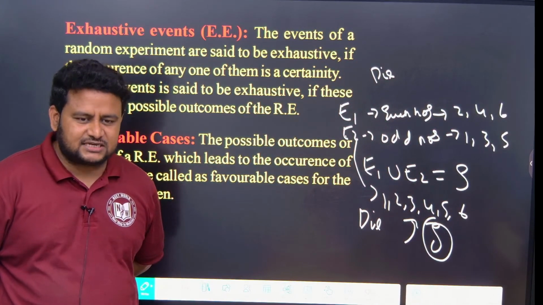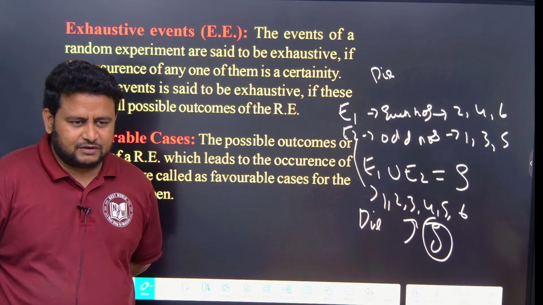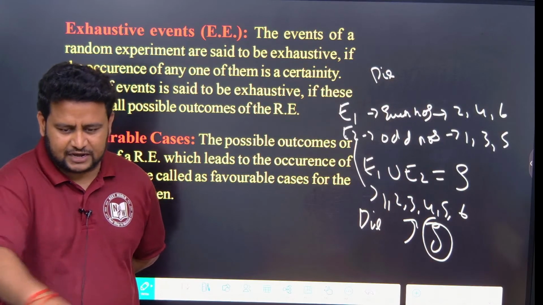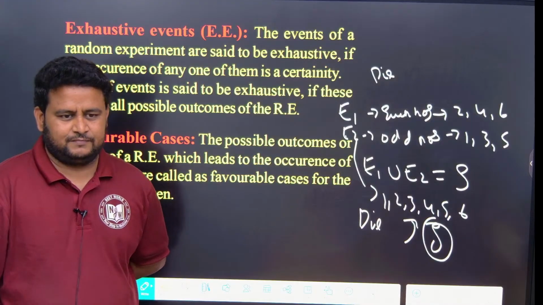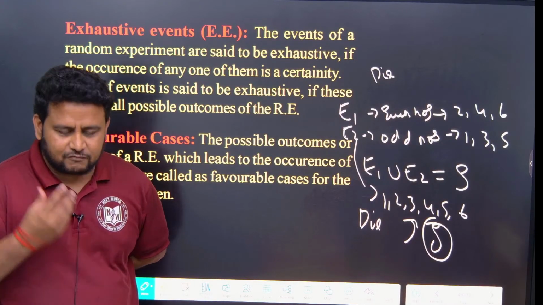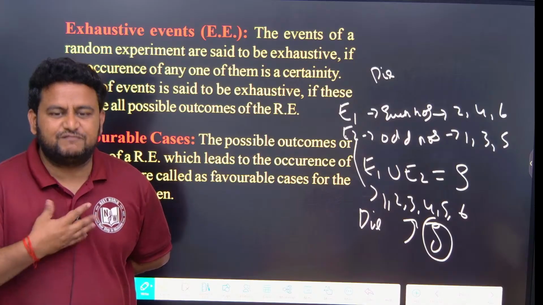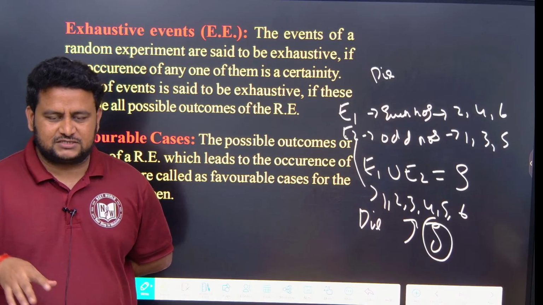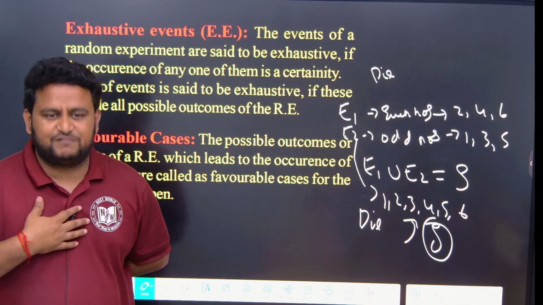A favorable case is the case that I want. Out of a die, when I am playing snake and ladder, I want only a 5. That want of having a 5 is called my favorable case. Out of 1, 2, 3, 4, 5, 6, I want 5. That 5 is called my favorable case.